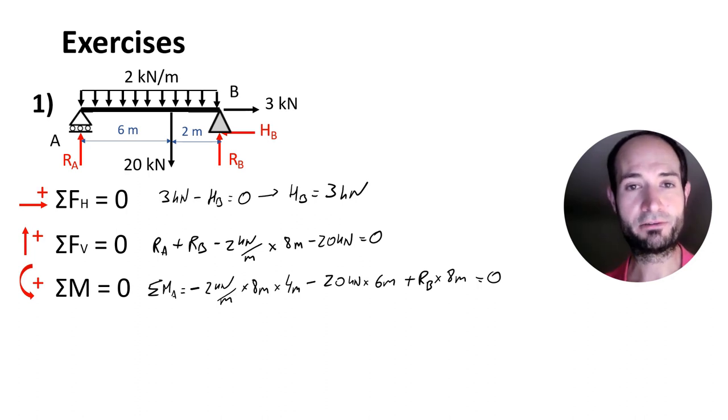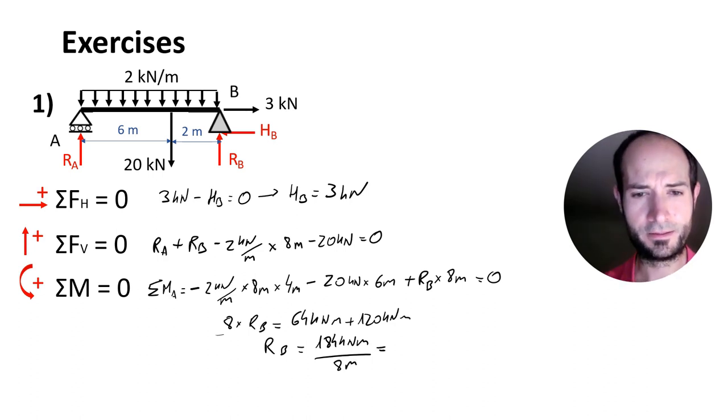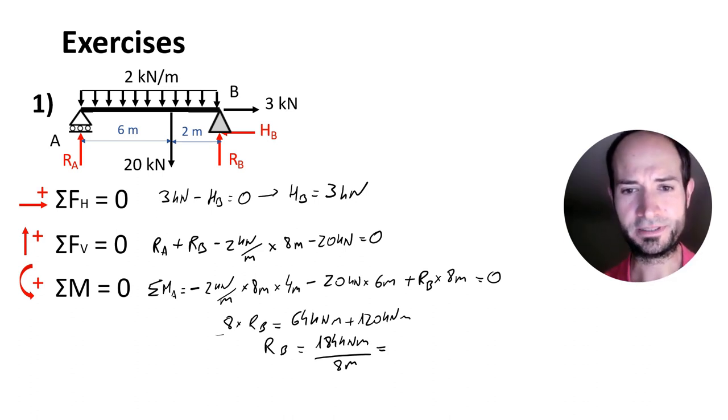Okay, so 2 equations, 2 unknowns. Let's get the results. Down here on the moments, we already have RB on its own. So, if we move the negatives to the other side of the equal sign, they will become positive. So, we are going to have 8 times RB equals 2 times 8, 16, times 4, 64, 64 kilonewton meter plus 120. Therefore, RB equals 184 divided by 8 meters. And that's equal 23 kilonewton.